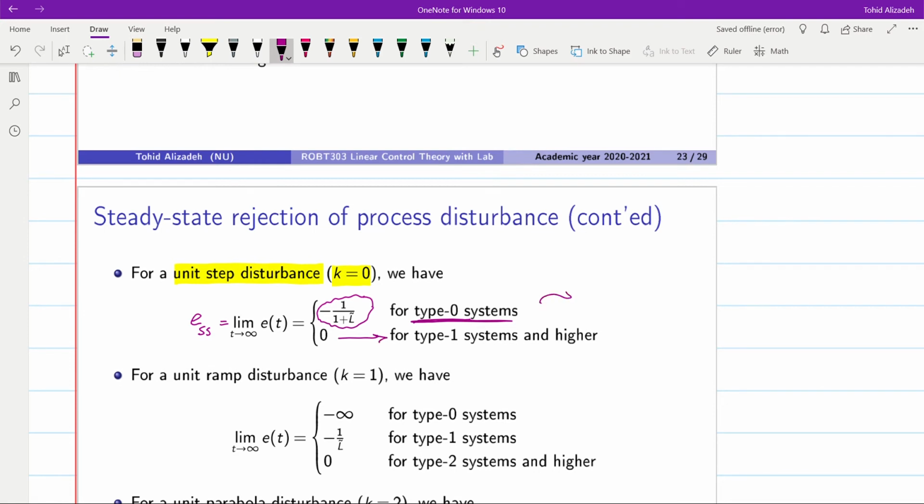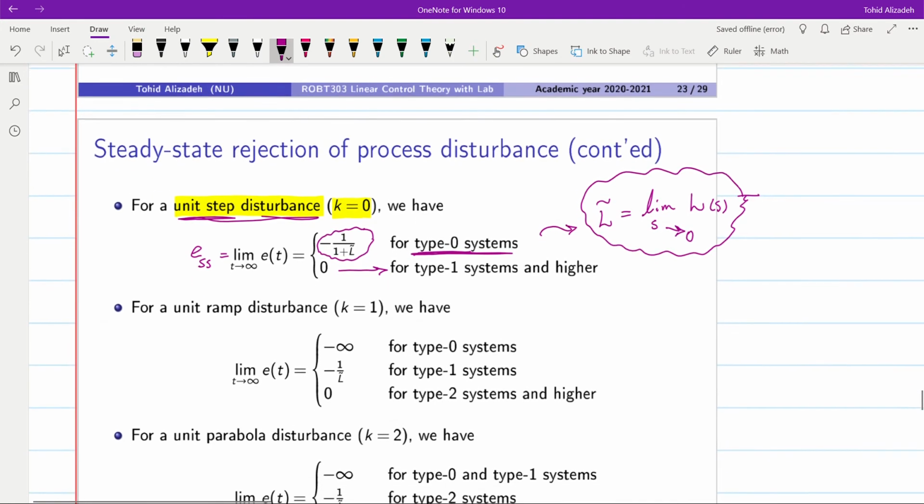L tilde over here will be equal to the limit of L of S as S goes towards 0. And again, L of S is the loop transfer function, which is type 0, so it doesn't have any pole at the origin, and as a result, this limit will give us some finite value. If you have a type 1 system, type 2 system, and so on, the steady state error for the unit step disturbance will be equal to 0.